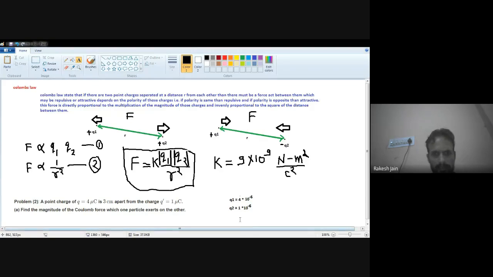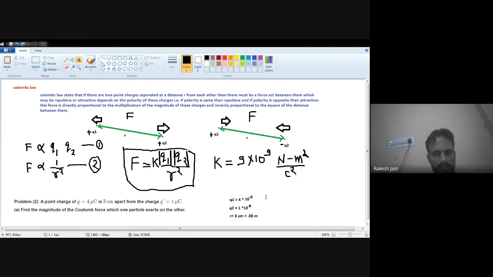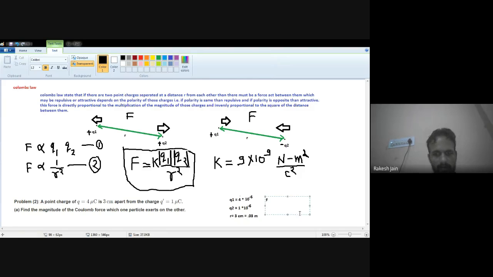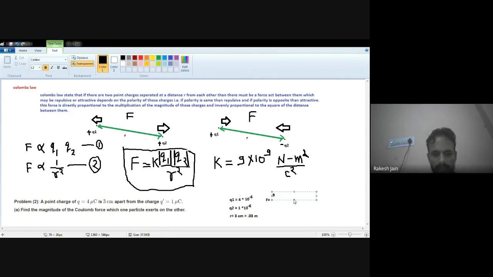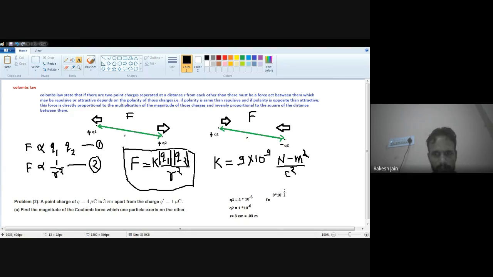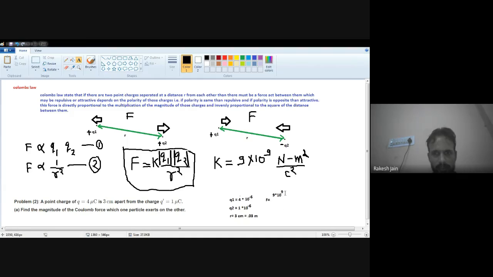And the distance R is given as 3 centimeter. So we have to convert it into meter. So it will be 0.03 meter. Okay. So now the question is very simple. We have to find out the force, similar to the last question. So F is equal to 9 multiplied by 10 to the power 9 for the value of K. I just write down, multiply by this Q1 and Q2.